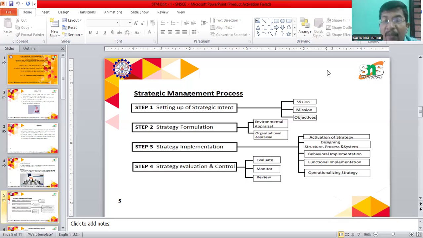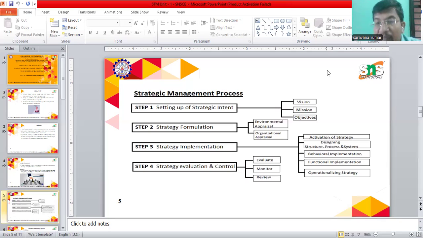Third one, strategy implementation. First you focus, second you formulate, third is implementation, the activation of strategy. For example, designing structure, process, and system, behavioral implementation, functional implementation, operationalizing strategy. Activation of strategy in the sense of designing structure: if you are going to manufacture any product, you have to frame the design. You can do that in R&D, research and development. The R&D department takes care of any design, a mobile phone or a luxurious car or anything, right?